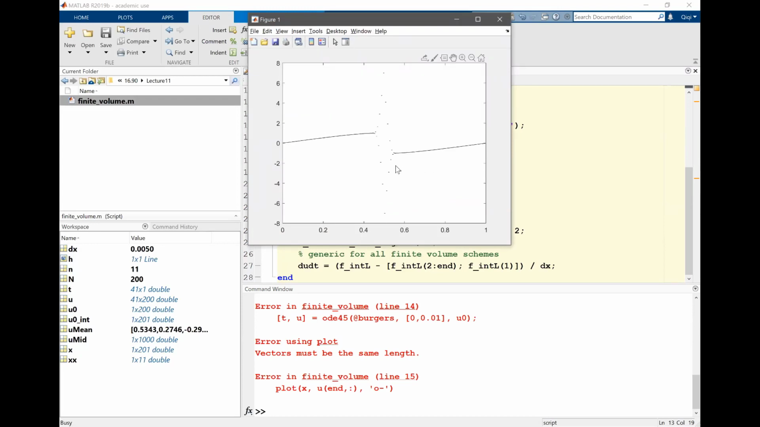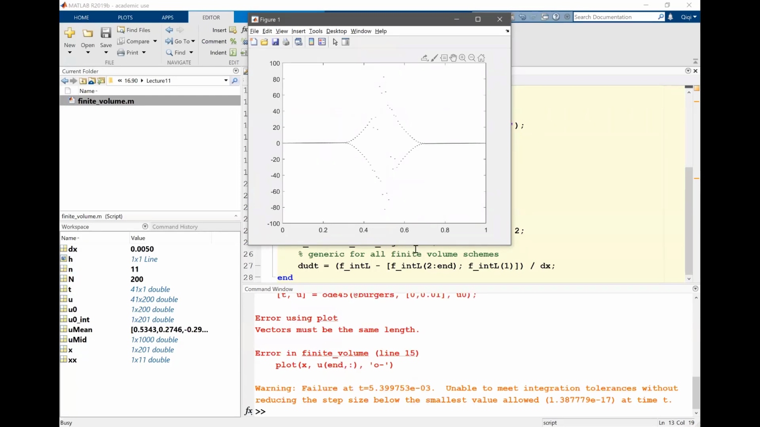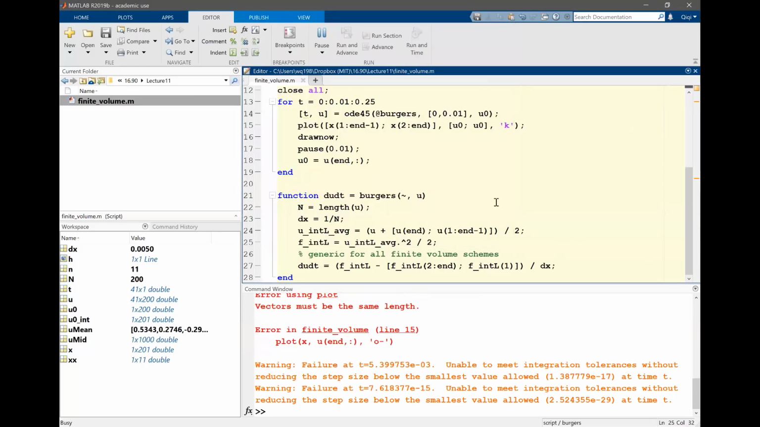Okay, what you can see is that now my interface seems to be blowing up, right? Instead of resolving the shockwave, I actually have an oscillation. It's a volume by volume oscillation going on. My solution around the shock just keeps getting larger and larger until the solution fails. So this tells us that although we are using finite volume, we still have to adapt our scheme.